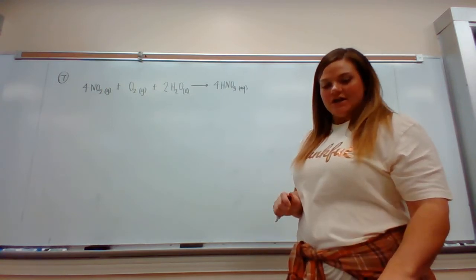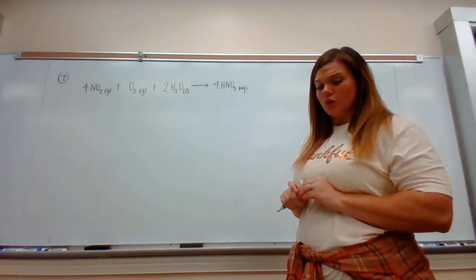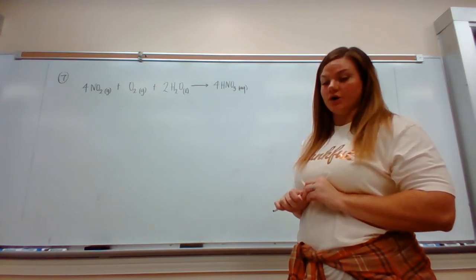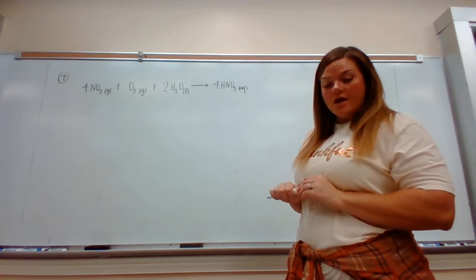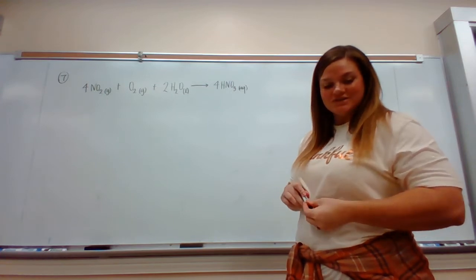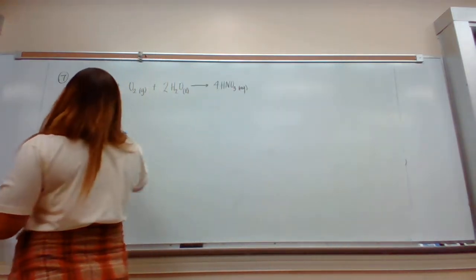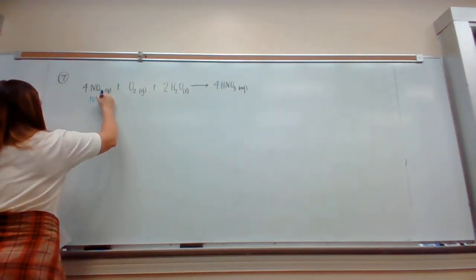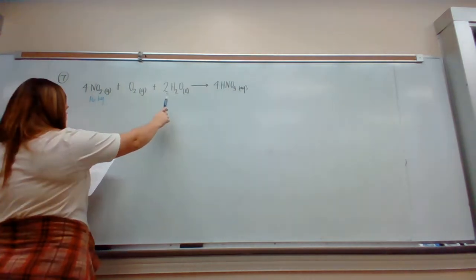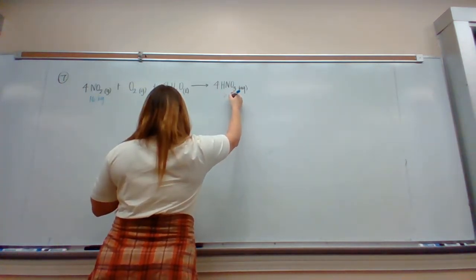Alright, number 7 reads: Another component of acid rain is nitric acid, which forms when NO2, also a pollutant, reacts with oxygen and water according to this equation. The generation of electricity used by a medium-sized home produces about 16 kilograms of NO2 per year. Assuming you have enough oxygen and water, what mass of nitric acid will form in kilograms?